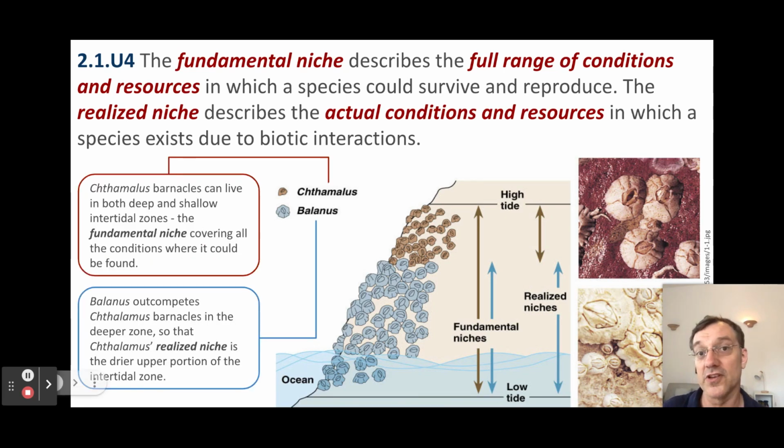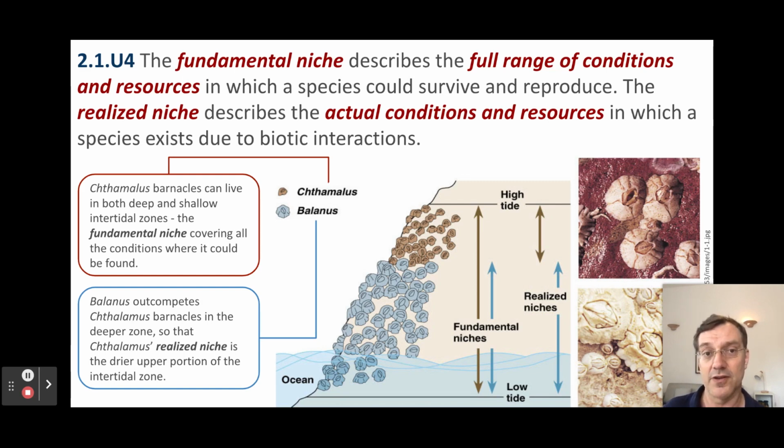You should be able to distinguish between a fundamental niche and a realized niche. Right? The fundamental niche is the full range of where an organism could potentially live if there weren't other competitors or other factors that limit its population growth.